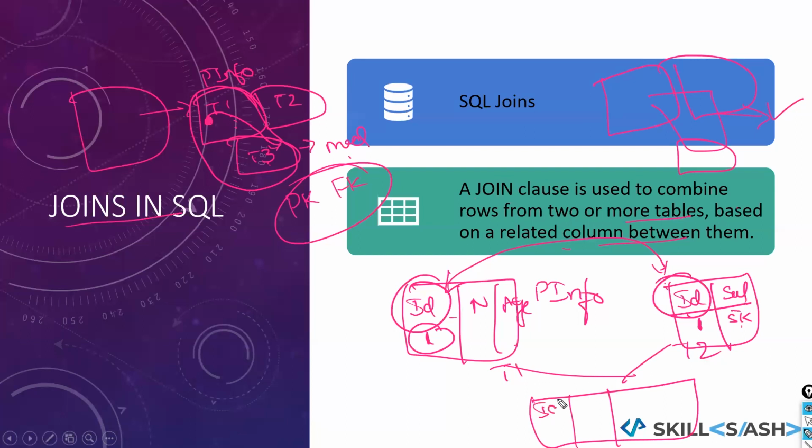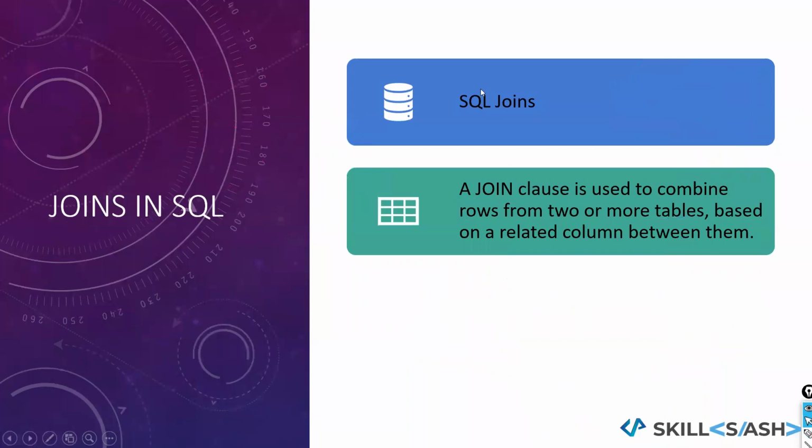Finally, you have got ID, name, age, as well as salary information for that person. Is it clear, guys? That is about joins. If you want to join multiple tables, then we use this joins concept.